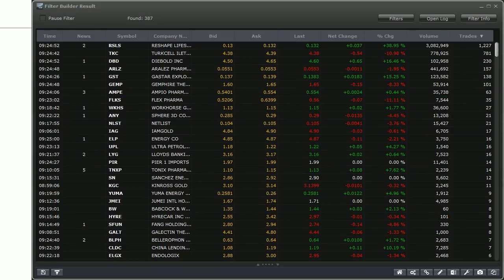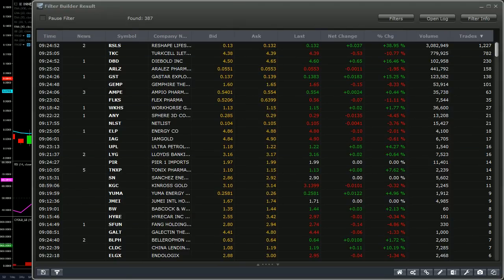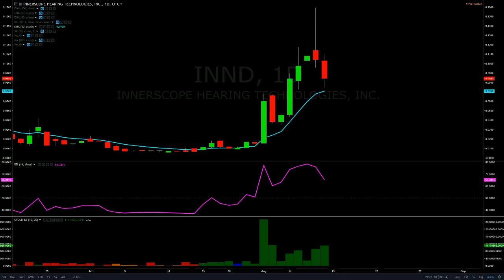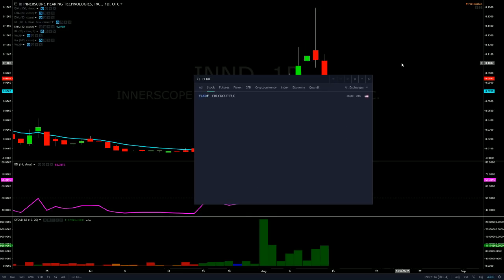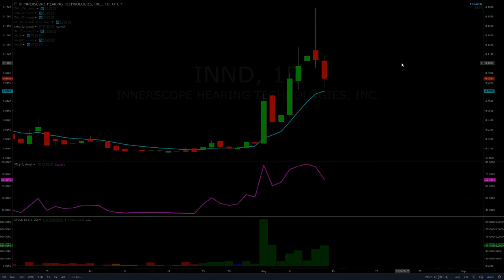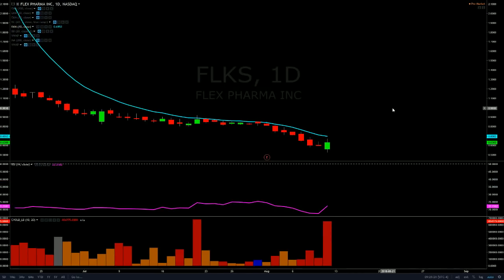All right? So I'm going to bring up the chart again. Move this to the front. All right. And let's type in FLKS. Boom. As you can see here, this stock is below 30. Currently 22 on the RSI on the daily chart.